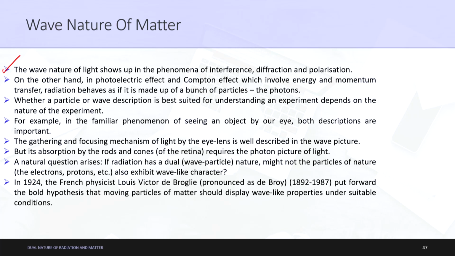On the other hand, in the photoelectric effect and Compton effect, which involve energy and momentum transfer, radiation behaves as if it is made up of a bunch of particles, or photons, right. So, they are just trying to say that the photoelectric effect has been explained using the photon concept only. Okay. So, let me stop it here only. I will again revise and start the wave nature of matter in the next class discussion. So, let me conclude it here.